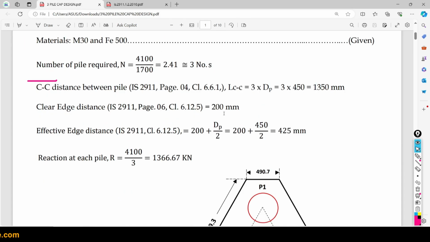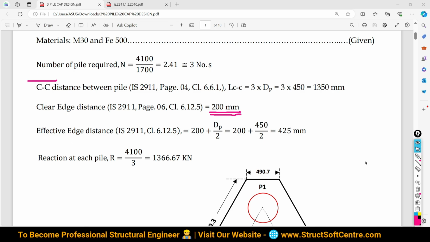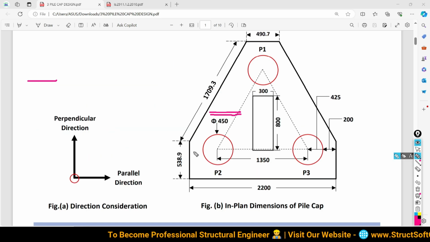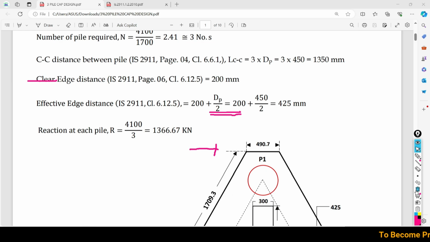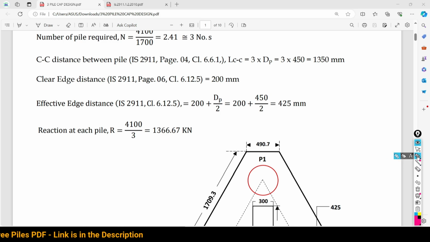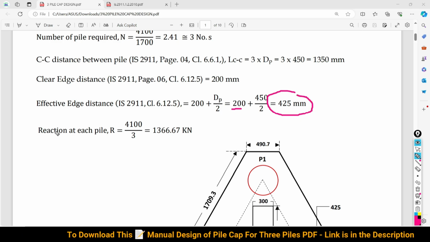So for that reason, we are going to consider the clear edge distance as 200 mm. Now finally, we have to find out the effective edge distance. The effective edge distance is from the edge of the pile cap up to the center of the pile. So I am going to put the clear edge distance plus half of the diameter of the pile, which gives the effective edge distance. So it is 200 plus 450 divided by 2, which becomes 425 mm. It is the effective edge distance.